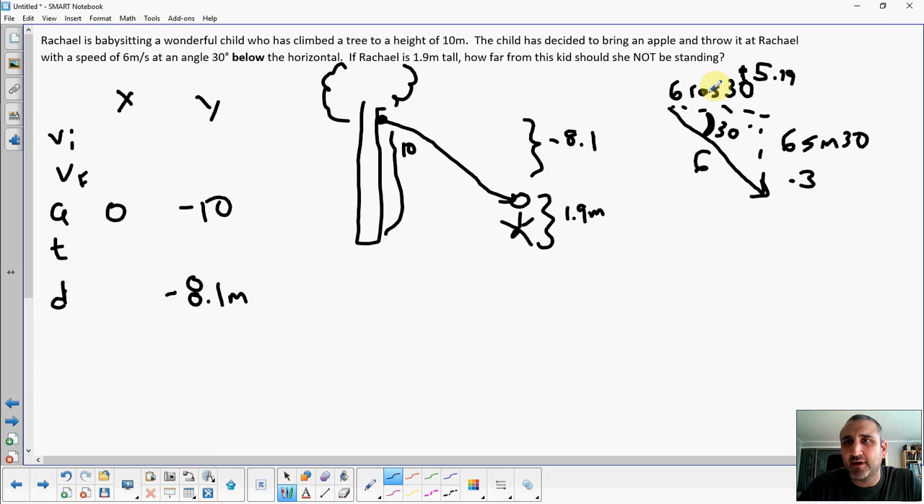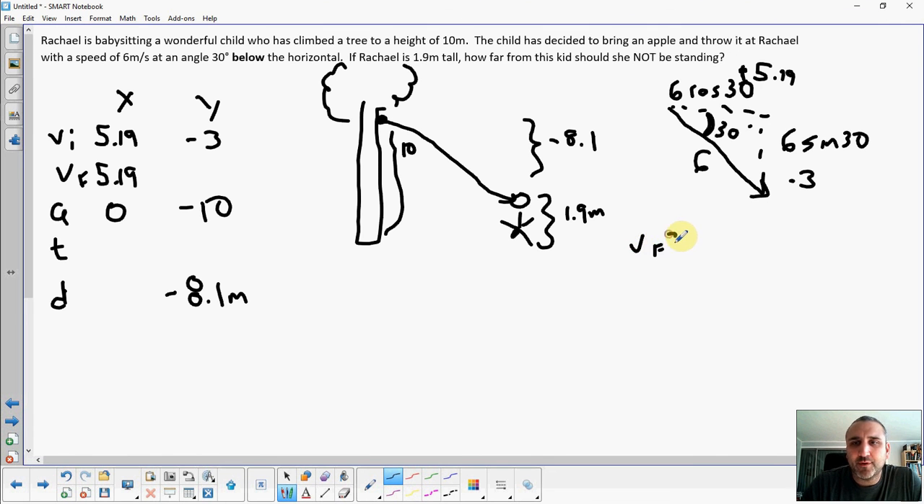And that's a positive because I just drew it that we're going to go to the right. So 5.19, 5.19, and then negative 3 meters per second in the y. So we've got all this. Now we need to figure out time, but we don't have enough information to do it without the quadratic equation. So we can figure out the final velocity and then just go back and use an easier equation to figure out time.